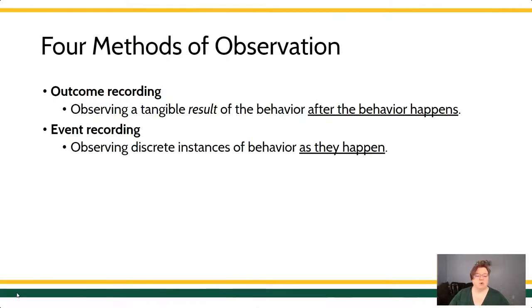We're talking about event recording, or discrete instances of behavior as they happen. So an instance of behavior is just whether or not it happened as it happened. And this doesn't work as well for behavior that's less discrete, something that can last for a long time or a little bit of time, and it doesn't look the same or exactly the same every single time. Event recording is really good for stuff like it's got a clear on and off point.